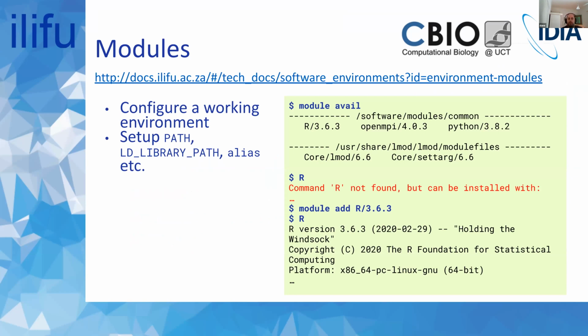Modules allow one to run software on the cluster without having to know how it's installed. It's a system for maintaining, from our point of view, software and different versions of software. So we can have multiple versions of R or Python all running concurrently, all installed on the system. And this allows you to use them fairly simply.